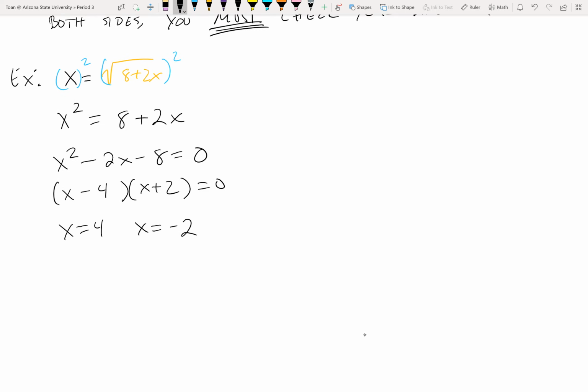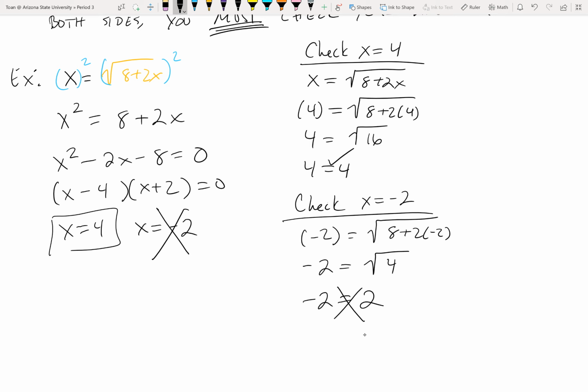Let's check x equals negative 2. So we get negative 2 equals the square root of 8 plus 2 times negative 2. Negative 2 equals the square root of 4. Negative 2 equals a positive 2. That doesn't make sense. That's bad. So we have to throw away this answer. We only have one answer, x equals 4.